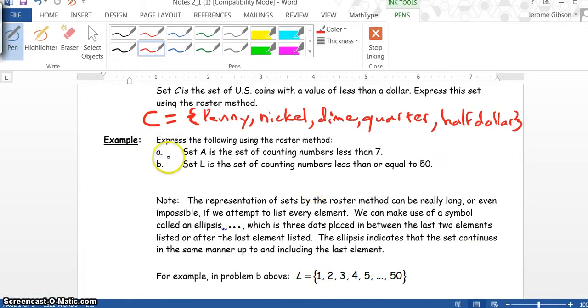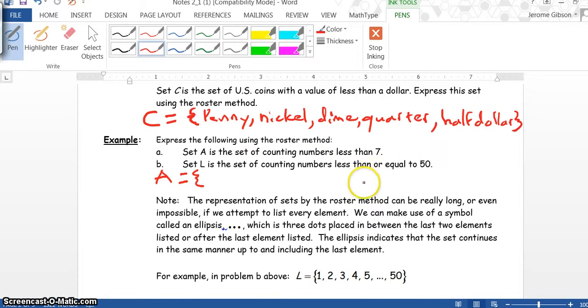Now our next example, it says express the following using a roster method. A, set A is the set of counting numbers less than 7. And B, set L is the set of counting numbers less than or equal to 50. So let's start here. Set A is the set of counting numbers less than 7. So we'll take A and we will have equals. We will have our brace. And remember, it's all of the counting numbers less than 7.